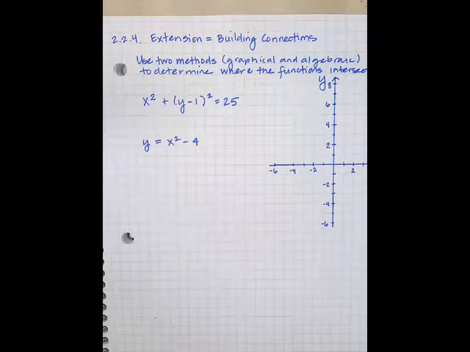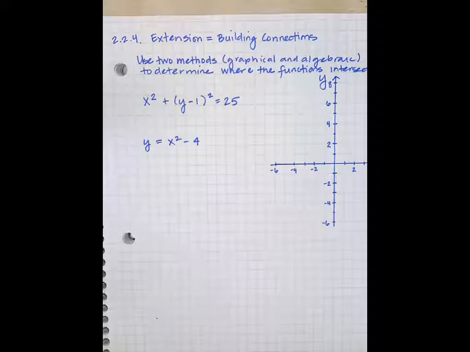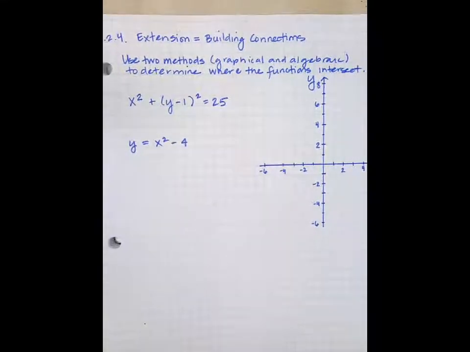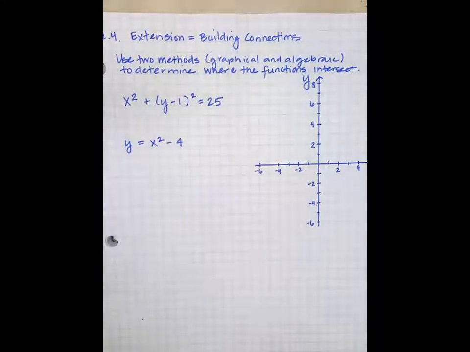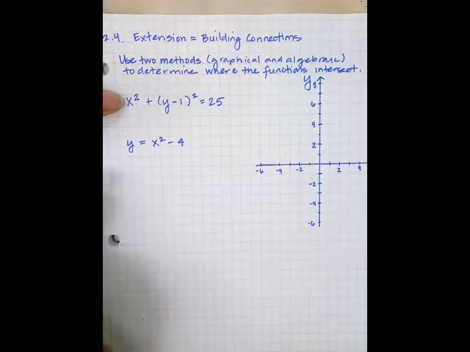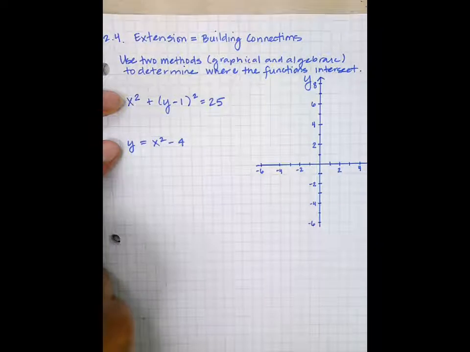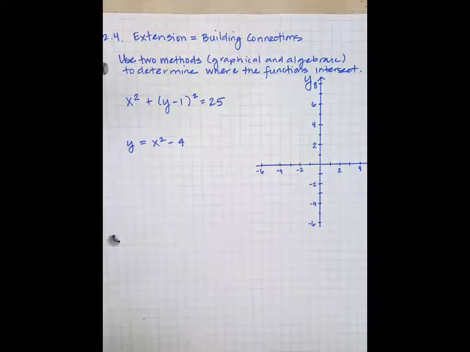Hello, this is an extension to lesson 2.2.4 about graphing non-functions and using transformations in order to generate their graph. The extension is that we're going to figure out where these two functions intersect. The top function is a circle and the bottom function is a parabola. Where do the circle and the parabola intersect? We're going to try this graphically first.